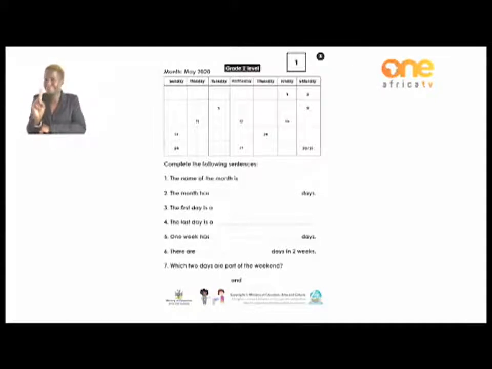It's 31 days. So for the rest of the worksheet, 3, 4, 5, 6, and 7, I would like for you to complete that at home. And remember to have a calendar with you to help you.